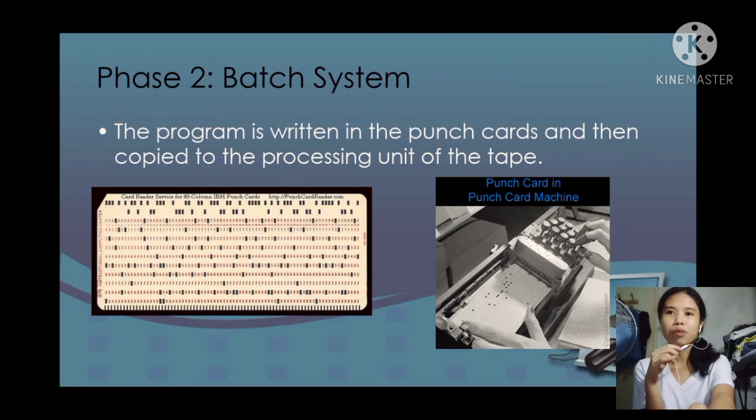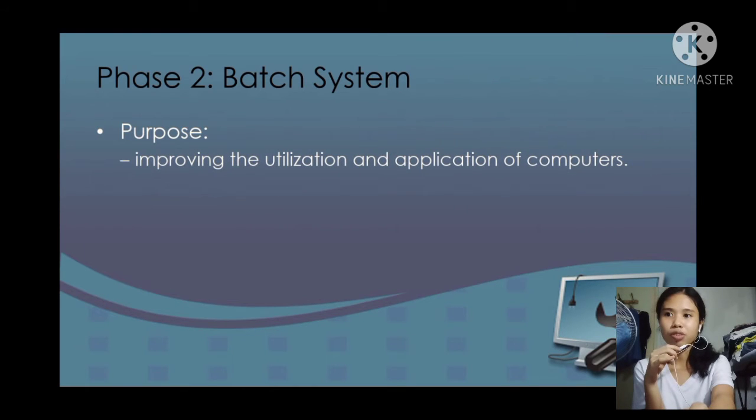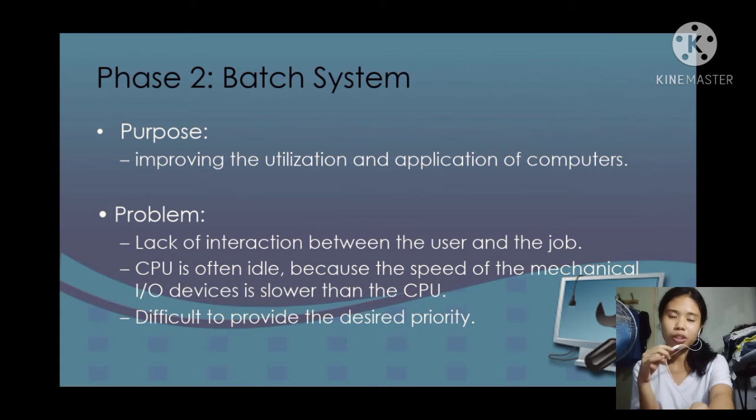So, purpose niya, improving the utilization and application of computers. And problem is the lack of interaction between the user and the job. CPU is idle kasi mabagal ang mag-input at mag-output o yung process. And last one is the difficult to provide the desired priority.